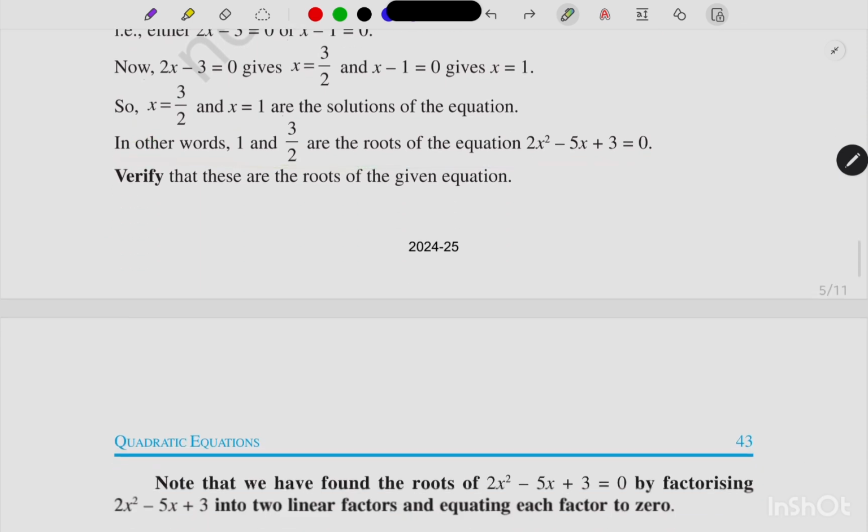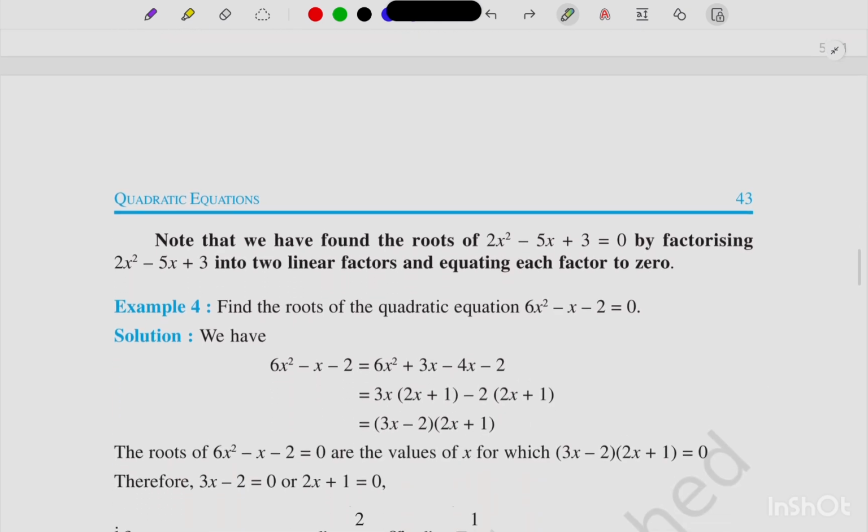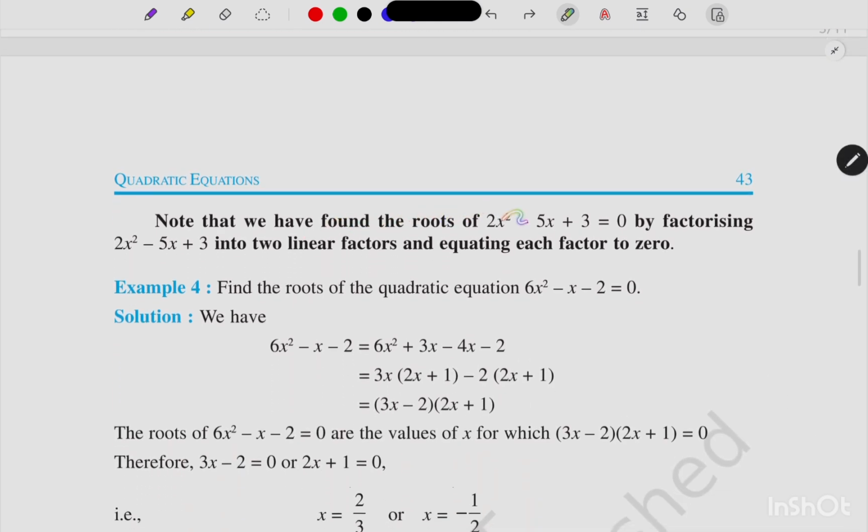Now you can also verify if the roots are correct by applying them in the equation. Note that we have found the roots of 2x square minus 5x plus 3 by factorizing this into two linear factors and equating each factor to 0. Basically, they are just describing what we just did. Nothing more than that. It's nothing complicated.